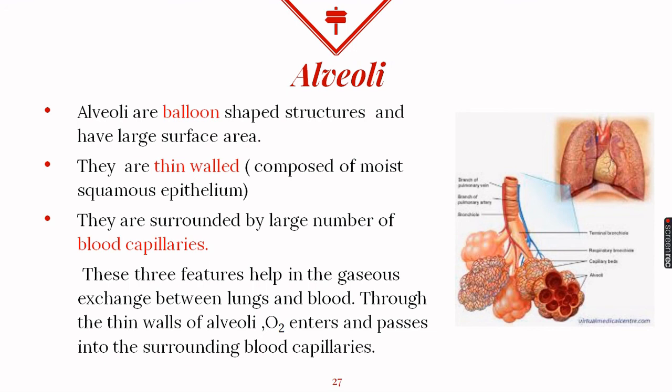Now these alveoli are developed to perform their function. They are balloon shaped, which increases their surface area. They are thin walled so that gases can easily pass through them, and they are surrounded by a large number of blood capillaries so that oxygen can easily directly go into the blood. These three features help in easy exchange of gases between the blood and the lungs.